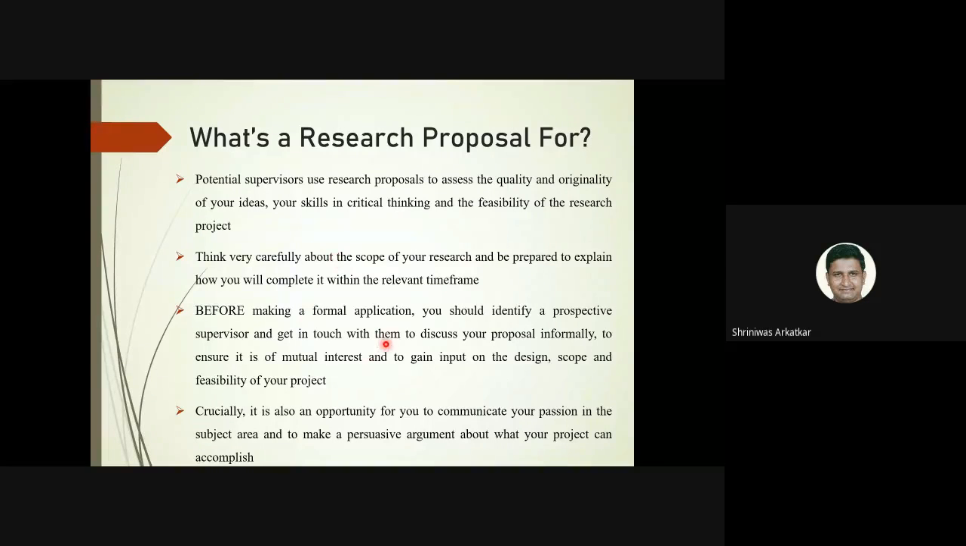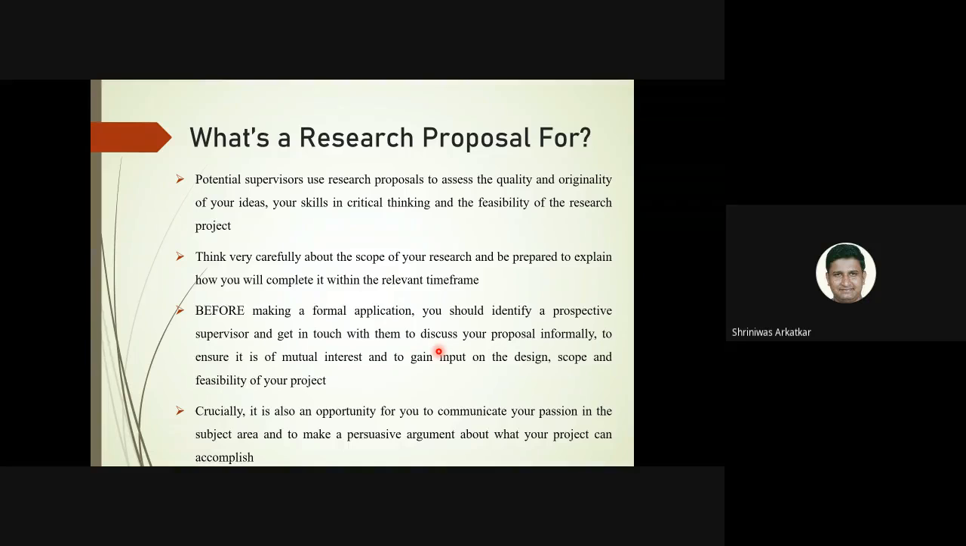Before making a formal application, you should identify a prospective supervisor and get in touch. Before you write a proposal, you can also select a prospective funding agency and get in touch with them. For example, GUJCOST, SERB, DST. You should be able to easily access DST and GUJCOST proposals, and you can definitely write them. There are several schemes of several values. It may be as little as 1 lakh, 2 lakhs, 5 lakhs, 10 lakhs, and can even be as high as 50 lakhs.